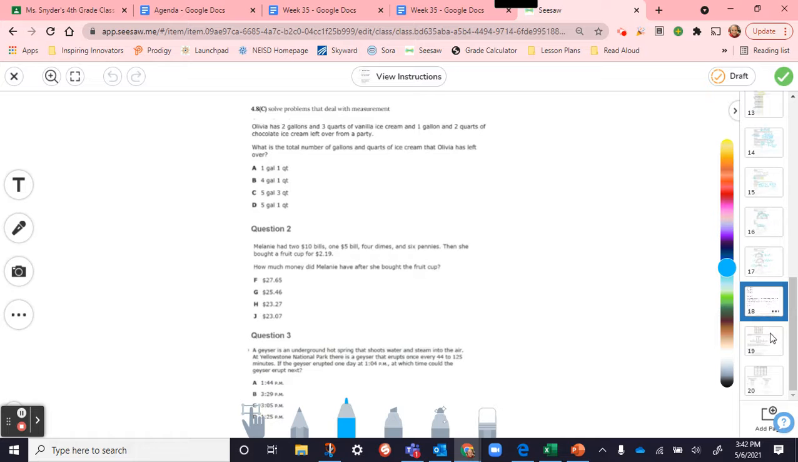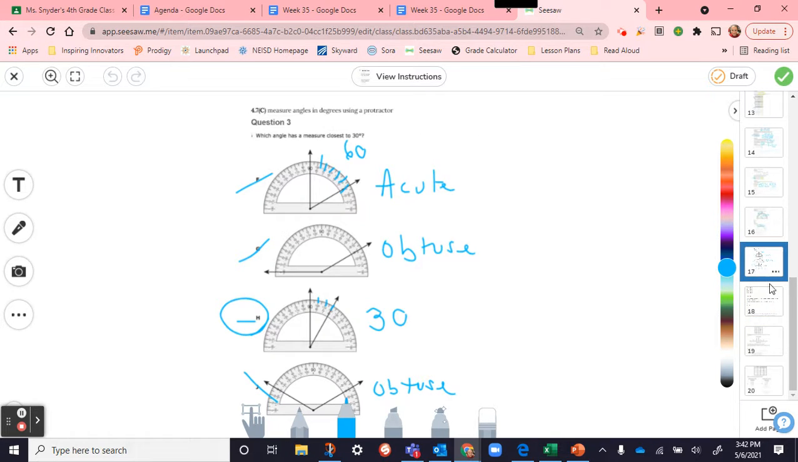So page 18, 19, and 20, we did that as independent work. We went over page 17. It says which angle has a measure closest to 30. And so we chose H. We looked at the types of angles. If it's a really big angle, we know it's obtuse, but if it's a smaller one, we know that's acute. So the only ones that were acute were F and H. When we counted, F was 60, double what we needed, and H was 30 degrees.